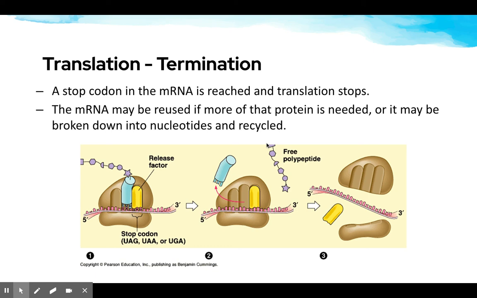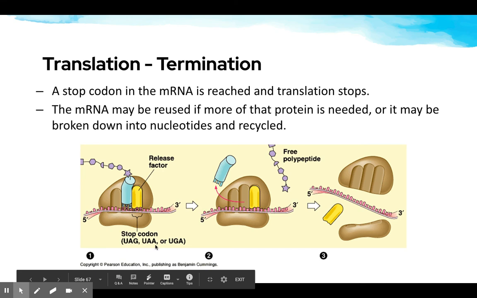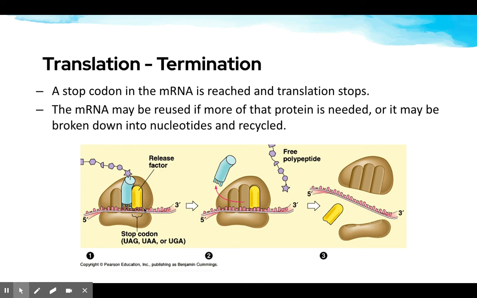The end of translation occurs because your mRNA strand has a stop codon, and there are 3 different stop codons. They're listed here in this picture. So as soon as the tRNA reads the stop codon, it doesn't bring in a new amino acid. It just releases. That signals the release of that mRNA sequence from the ribosome.